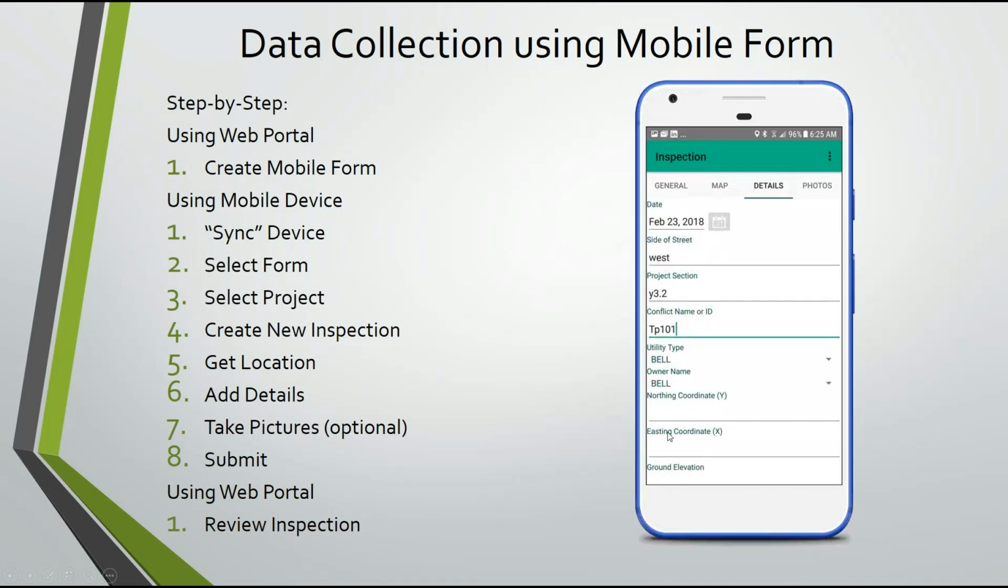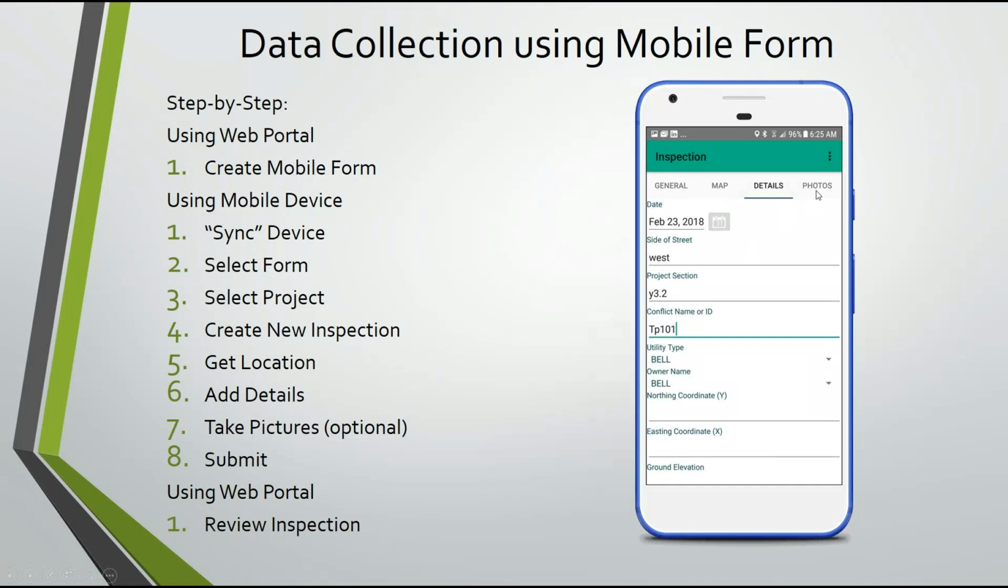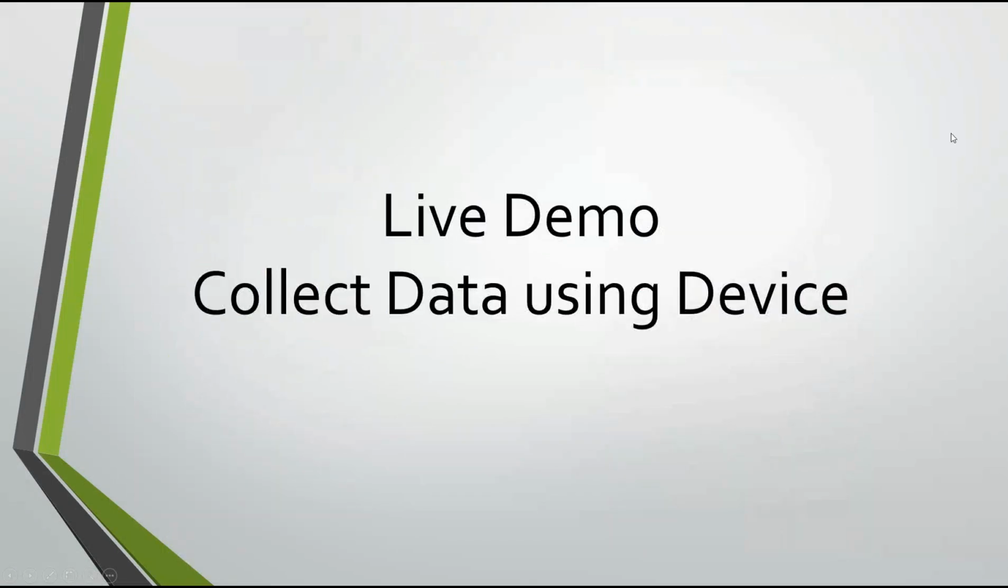You can type in conflict ID. We'll be focusing on this quite a bit during the demo. Utility types, things like that. These are all lookup lists that you can set up on the phone. And then you simply submit. If you were to take pictures, you would go to the photo option and pick it from the gallery. And we'll do that live. And then once you submit, it's now on the site.